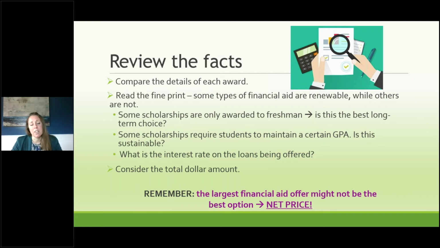And then looking at loans, again, the interest rates vary from one type of loan to another, and especially from federal student loans to private loans. Those can make a big difference. So we're looking at the total dollar amount here. Remember, you want to make sure you're looking at net price, not just the amount of financial aid that the student is being offered, because the financial aid term can include a lot of student loans. So you want to make sure that you're looking at net price and really looking at the facts here of what each of these scholarships and loans consist of.